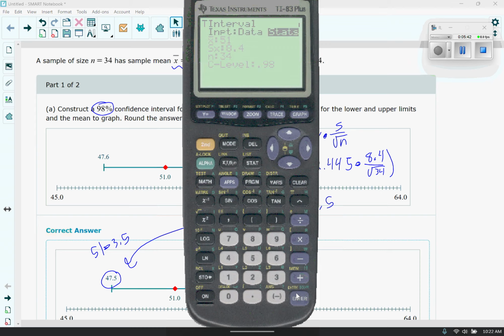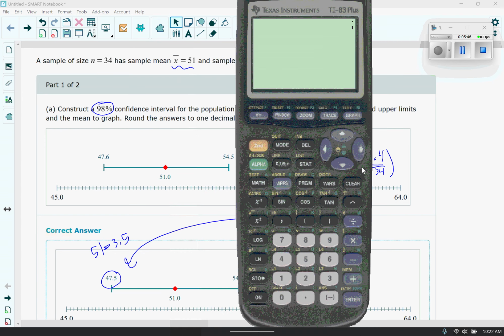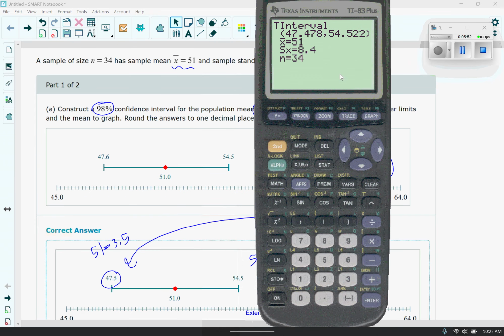And then go here, hit calculate. And it takes a while sometimes. There we go. So 47.47, but if you were to round to the nearest tenths, you would get 47.5 and then 54.5, so you can see it right there.